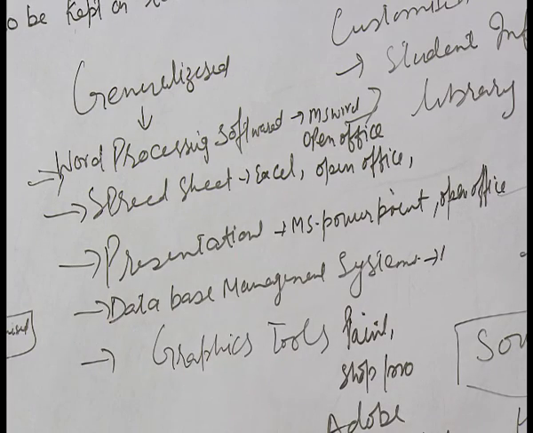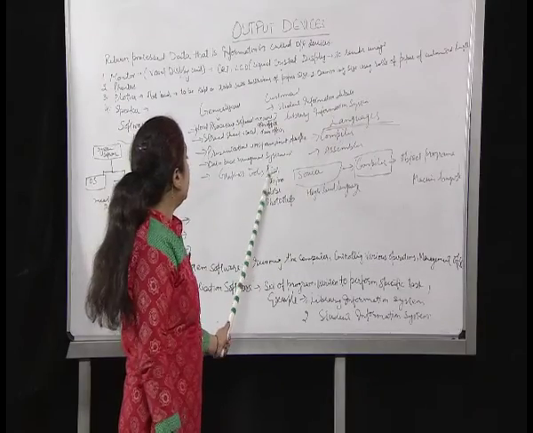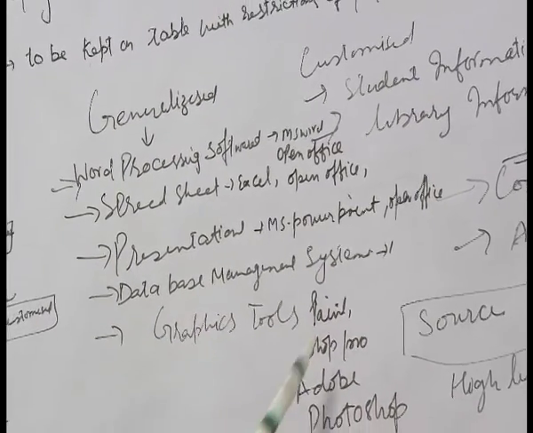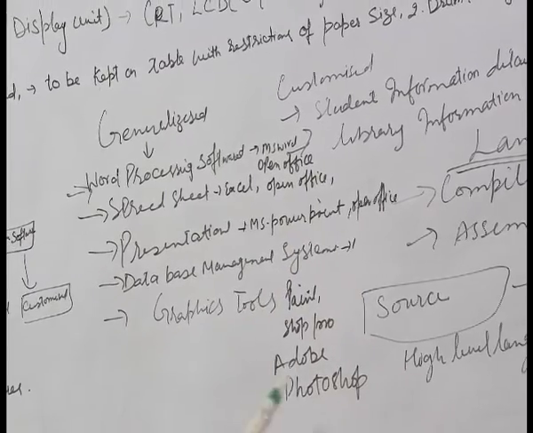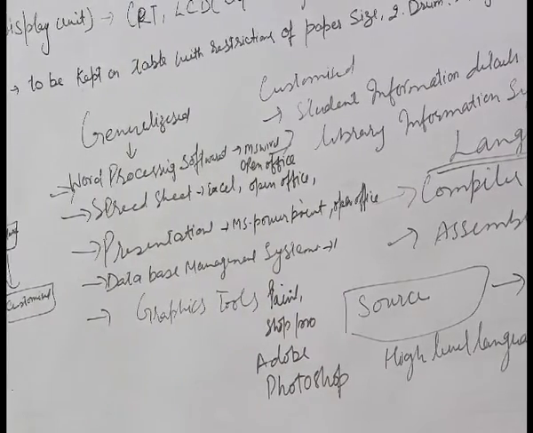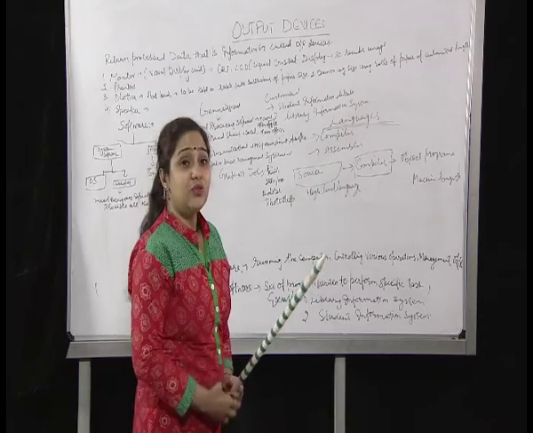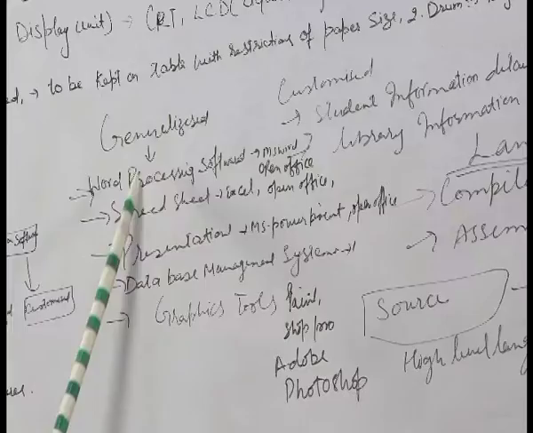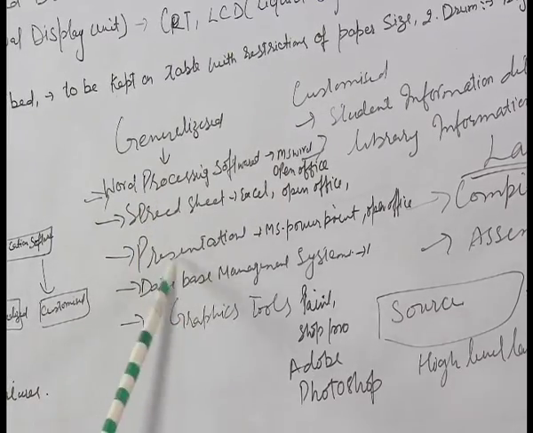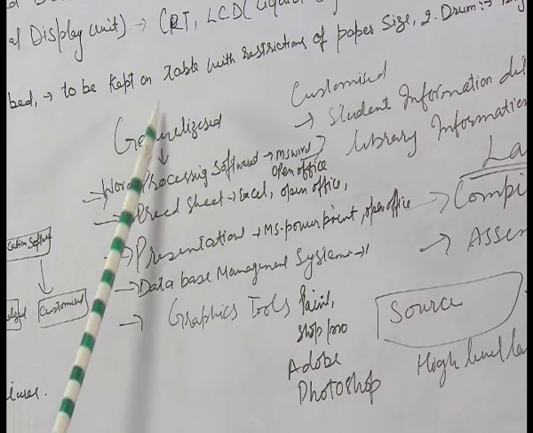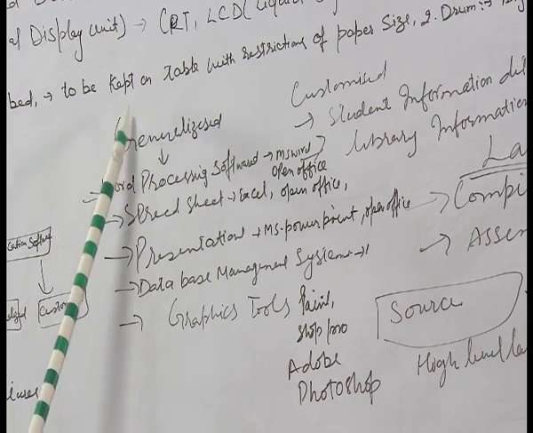And graphic tools. Graphic tools we use Paint, Paint Shop Pro, Adobe Photoshop. These are all graphic tools we are going to use. Now these things are in generalized. We know what is generalized: word processing software, spreadsheet, presentation, database manager, graphic tool. These all applications are in the generalized category.